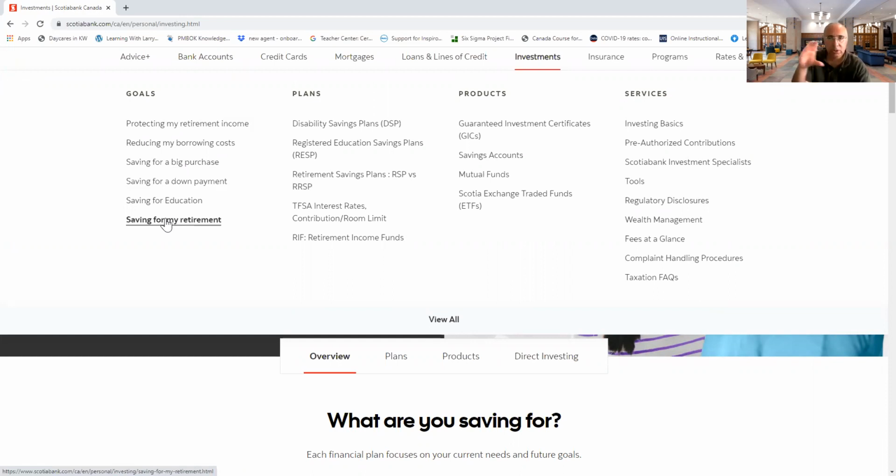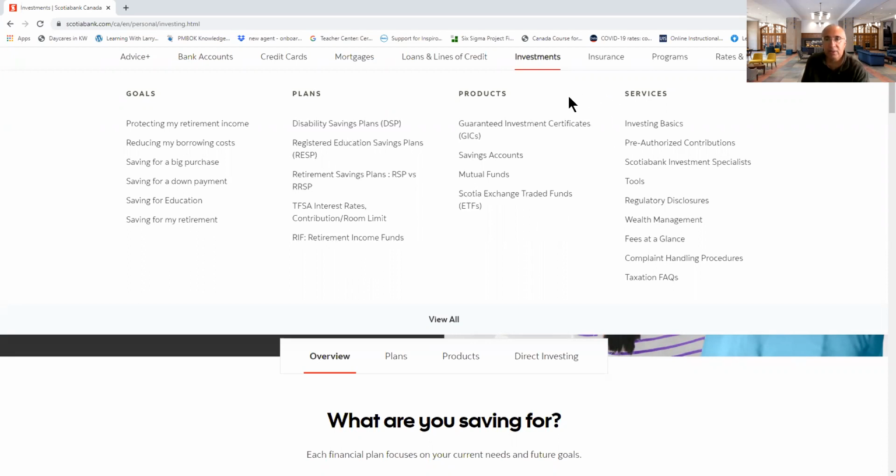Based on the goals, then you open up the appropriate plan. By plan, they mean accounts, the proper accounts. So either disability savings plan, education savings plan, RSP, and tax-free savings account or RIF account. So these are your registered accounts, right? And there's also, they didn't show, but there is also a non-registered account you can open up, right? So with the plans, you would open up the appropriate account, and then you talk to them about the options they have.